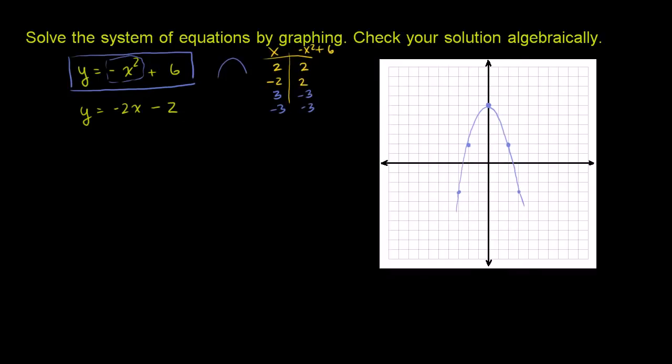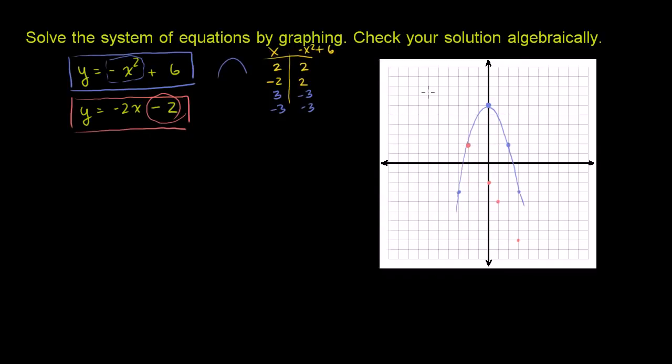Now let's graph this second one over here. Y is equal to negative 2x minus 2. This is just going to be a line. It's a linear equation. The highest degree here is 1. So our y-intercept is negative 2. So 0, 1, 2. Our y-intercept is negative 2, and our slope is negative 2. If we move 1 in the x direction, we're going to go down 2 in the y direction. If we move 2 in the x direction, we're going to move down 4 in the y direction. If we move back 2, we're going to move up 4 in the y direction.